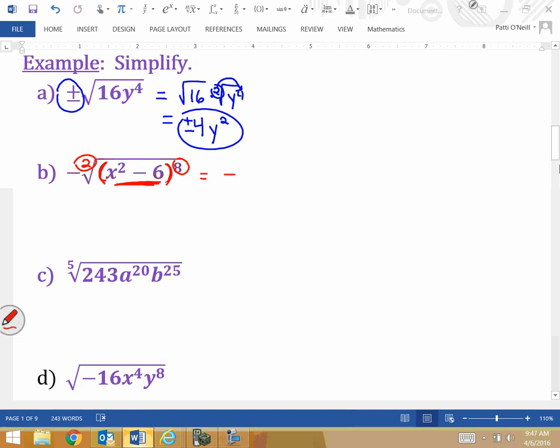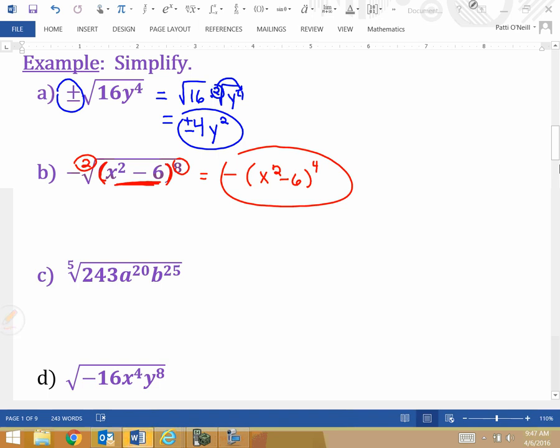Now the square root of something to the 8th power, 2 goes into 8 4 full times with no remainder. So that means I can pull out the radicand with a power of 4 on it. No remainder, so nothing stays underneath, and this is my final answer. The opposite of the square root of the quantity of x squared minus 6 to the 8th is equal to the opposite of the quantity of x squared minus 6 to the 4th.